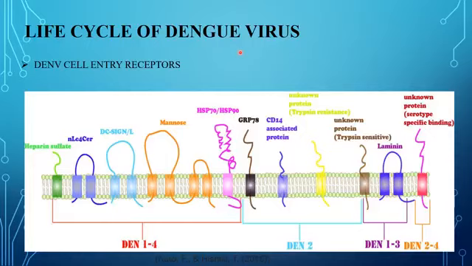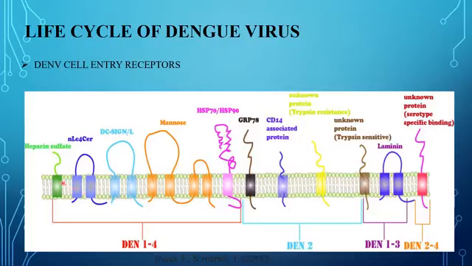So the life cycle starts from the bite of an Aedes aegypti or Aedes albopictus mosquito which carries the dengue virus. When the dengue virus enters the body, it moves and attaches to the host cell. There are certain receptors on the host cells for the attachment of these viruses. Some receptors are specific for serotypes, while some are common, to which all serotypes can bind.